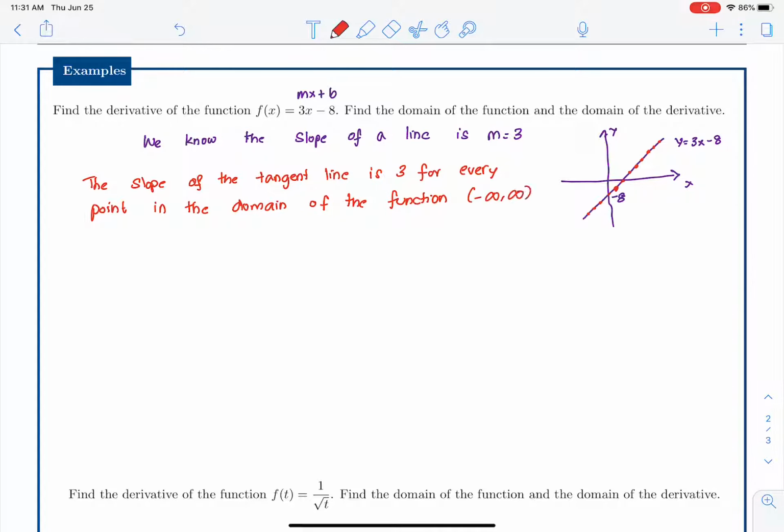which is negative infinity to infinity. So, in other words, the derivative is 3 for every point in negative infinity to infinity. That is the domain of the derivative also. Now how do we verify this?